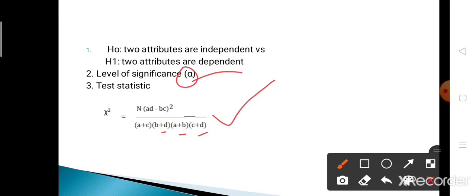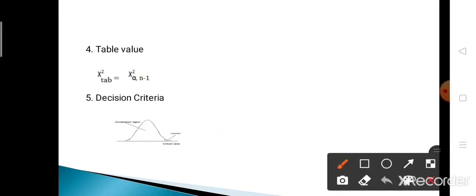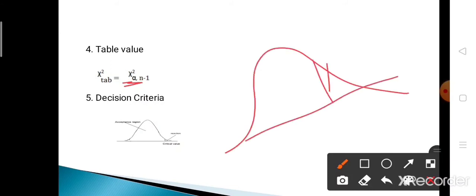Okay. Now the fourth step is the table value. Chi-square test is a one-sided right test, so see the value for alpha only. And the decision criteria: only one rejection region is there, on the right side, and the left side part is the acceptance region, and this point is the positive table value or positive critical value.